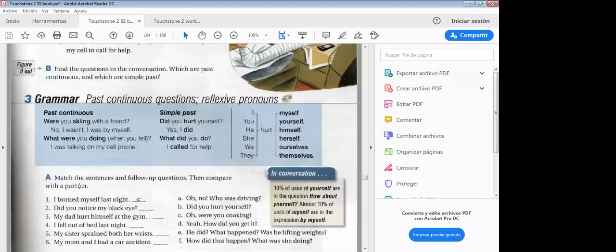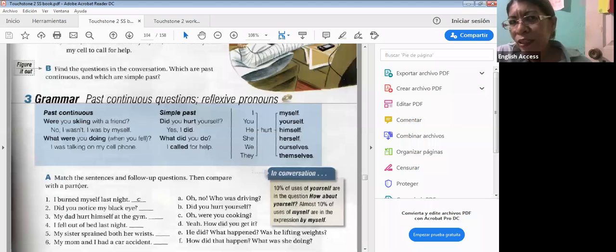Okay, we're going to use the reflexive pronouns to show that we did an action alone. Okay, there wasn't anybody else involved in that activity. For example, here in the question that says past continuous, were you skiing with a friend? The person says, no, I wasn't. I was by myself. With this expression, I was by myself, I'm saying that I was alone. Okay, nobody else was around me. I was alone. I was by myself.